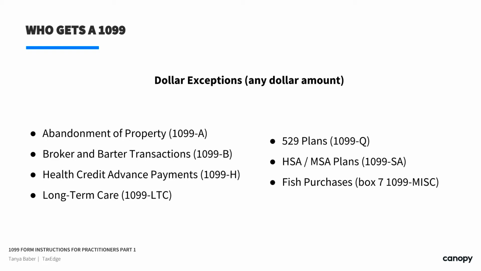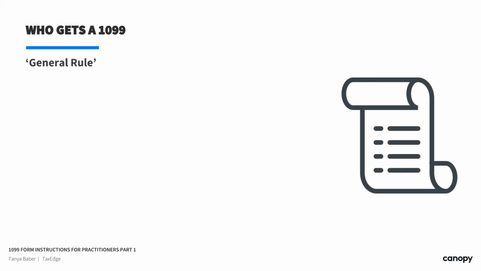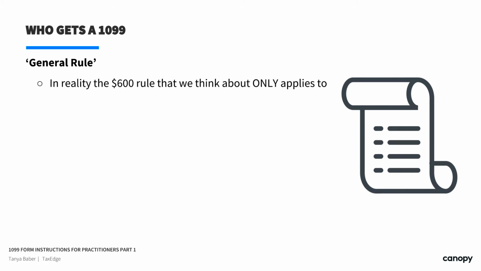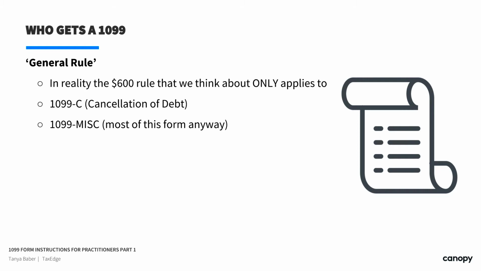So going back to that lovely general rule, in reality, the $600 rule that we think about really only applies to a limited variety of forms. Cancellation of debt, well, that one actually follows the $600 rule. 1099-MISC, and I have to say most of the form anyway, because there are various boxes of the form that hit those other exceptions we talked about a couple slides ago. 1099-S, certain real estate transactions, will follow that $600 rule.